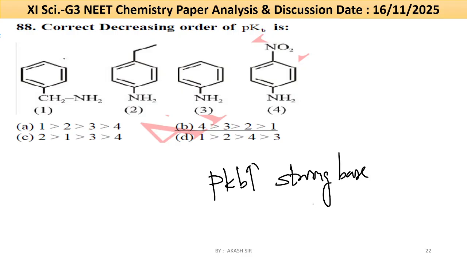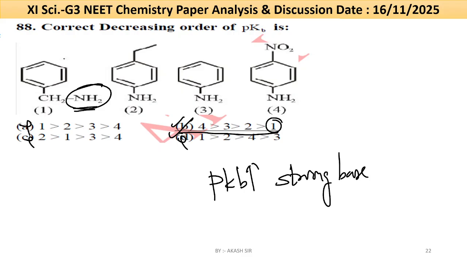Now let's analyze the compound benzylamine, C6H5CH2NH2, option 1. Here the amine is not directly attached to the benzene ring, so there is less effect on basicity from the ring. So option 1 appears in the last. So A, C and D are cancelled. Here option B will be the correct answer.